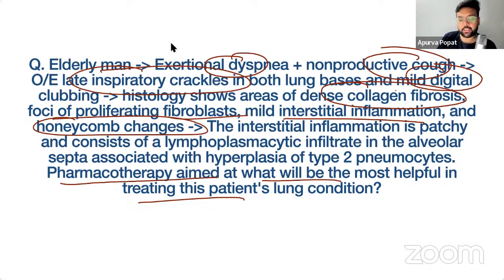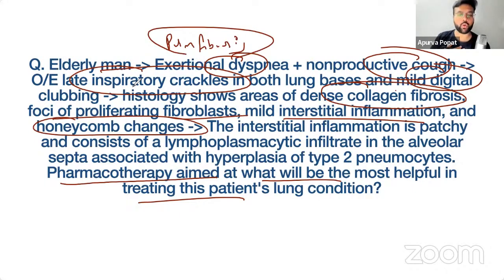What do you think the patient is having as a diagnosis? Pulmonary fibrosis. Perfect. This patient is having pulmonary fibrosis. Now what pharmacotherapy do you know which can be used in pulmonary fibrosis? Pirfenidone. The drug pirfenidone, that's perfect. Pirfenidone targets what?